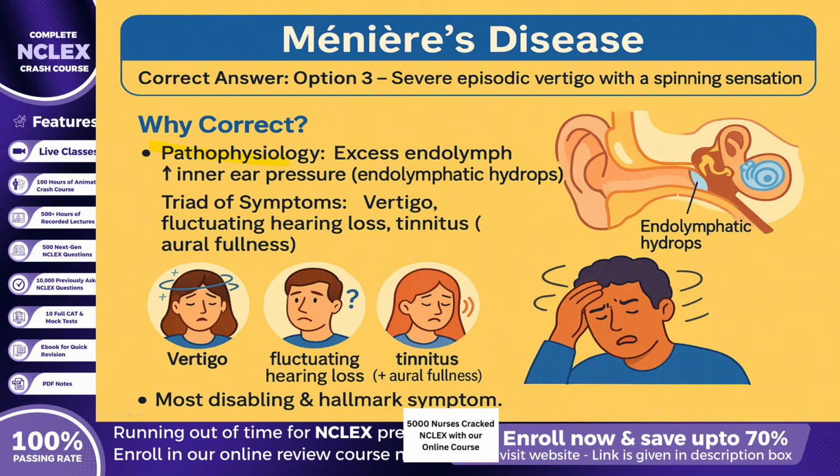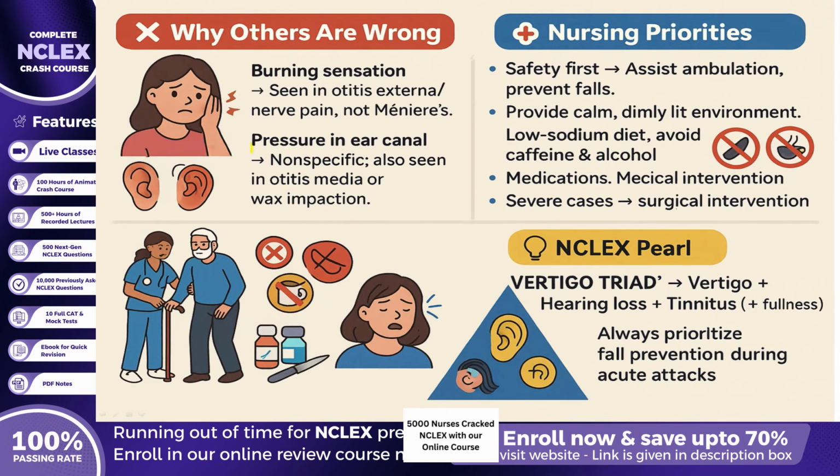Beginning with option 1, a burning sensation in the ear. This is incorrect because burning pain is not associated with Meniere's disease. Instead, it is typically seen with otitis externa or cranial nerve neuralgias. Moving to option 2, pressure localized in the ear canal. While some clients do describe fullness or pressure, this is a nonspecific symptom and can occur in many other conditions, such as otitis media or cerumen impaction. Therefore, it is not the defining hallmark feature.